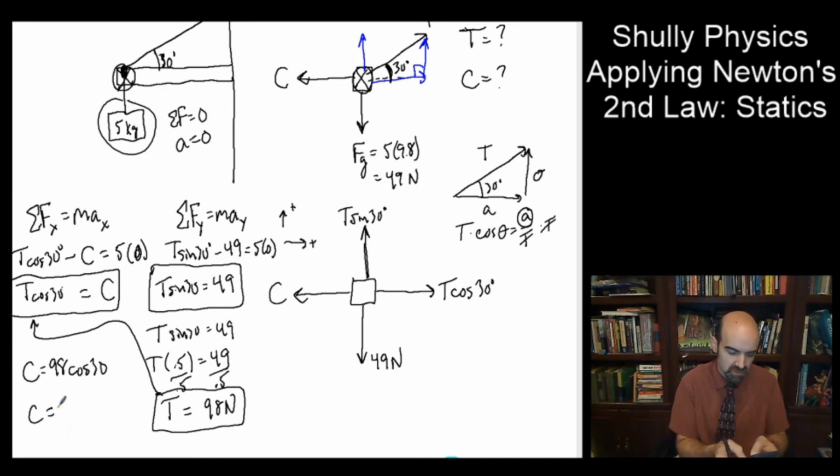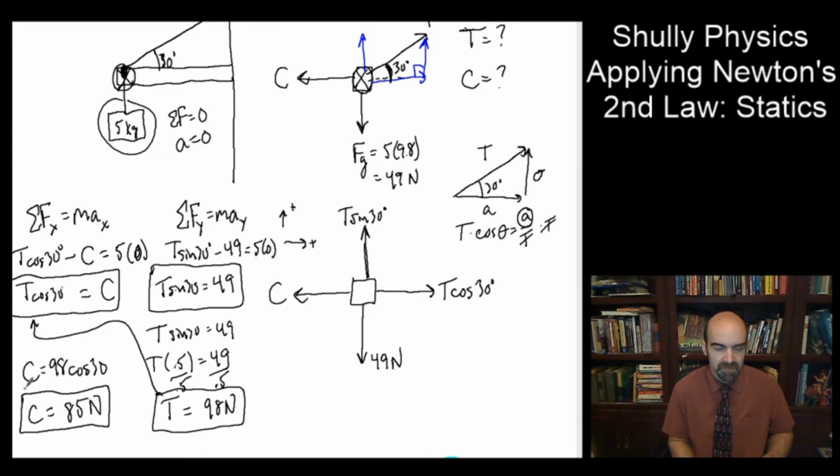98 cosine 30. Feel free to make computer sounds, cheesy 1950s and 60s computer sounds while you're calculating. Good. And we got 84.87. Looks like I'm doing 2 sig figs in this problem, so I'm just going to say 85 newtons is my C. And there it is. Okay.